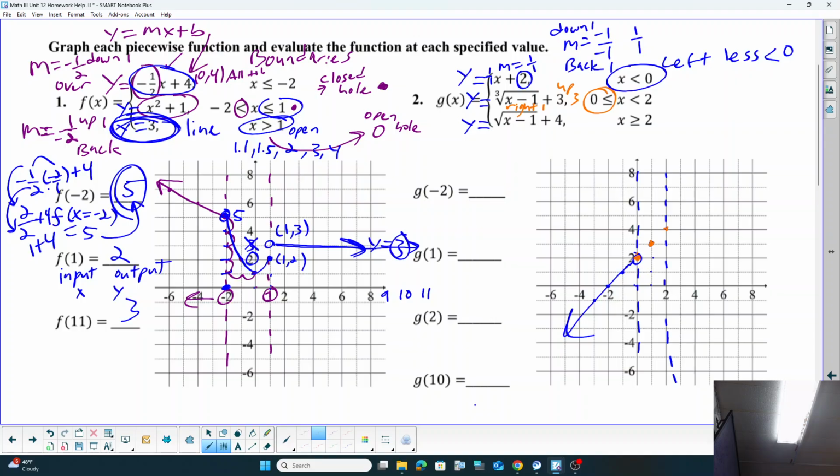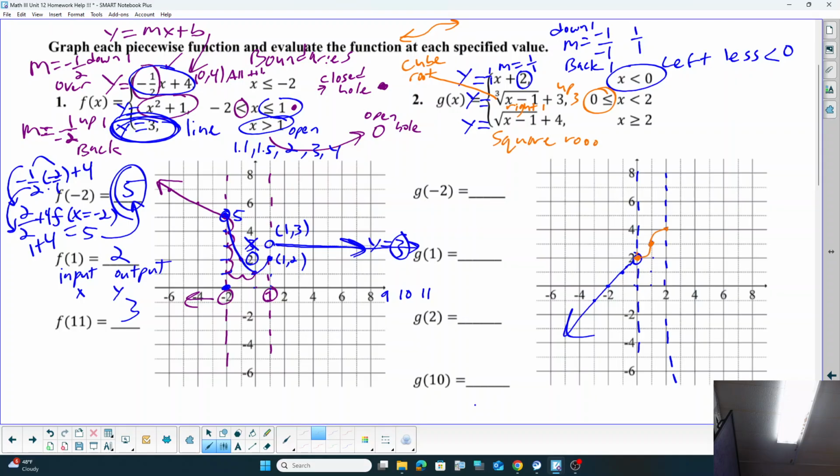And then remember the cube root goes up and to the right and down to the left. Cool, cube roots. So next, so that was a cube root. And cube root goes like that. Superman. And now we're going to do a square root.